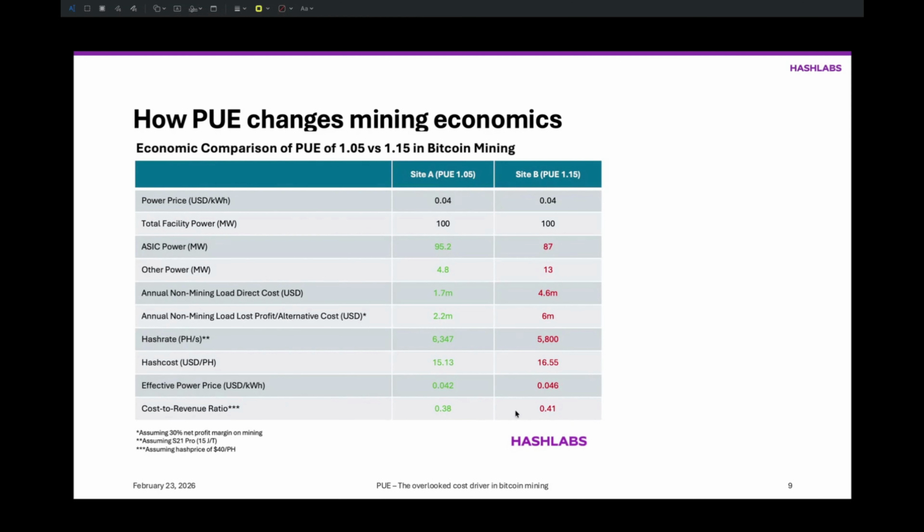So we see here there is also some difference, and this is because site A can withstand a bear market a little bit better than site B. So site A makes more money and it is less risky to run than site B at the same time. So that's the advantage of having a lower power usage effectiveness.